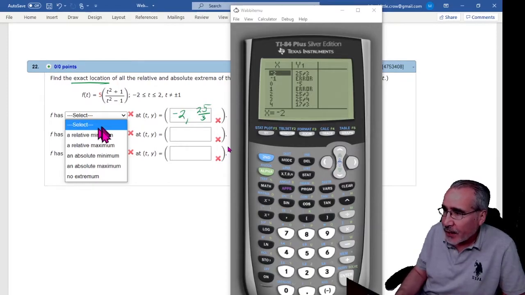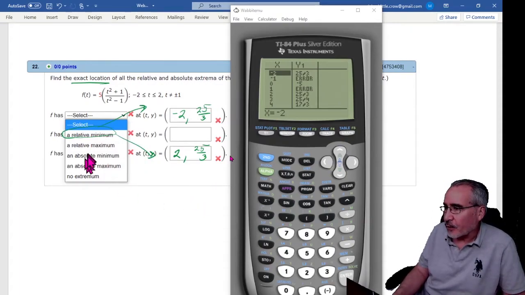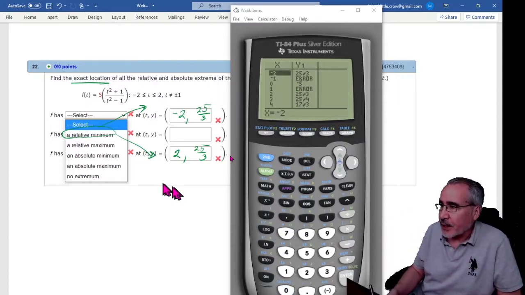And again, what is this? This is a relative minimum. So that's this one here. While we're here, we'll go ahead and get this one down here. We know that at 2, it's also 25/3. And that's also a relative minimum. Okay, so those are both relative minimums. They're not absolute minimums because we do go down to -infinity.